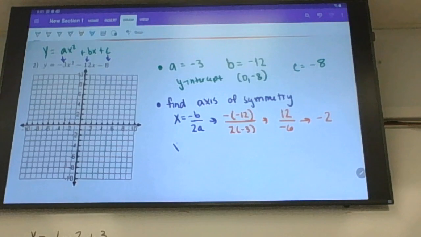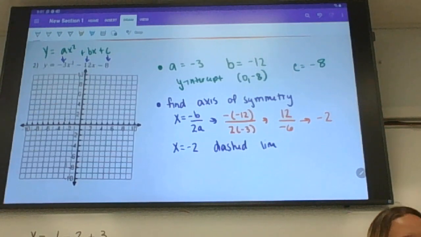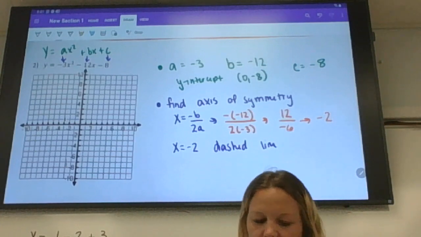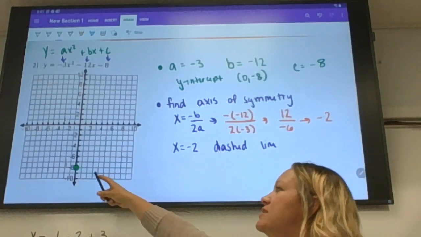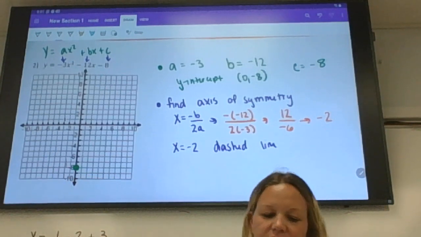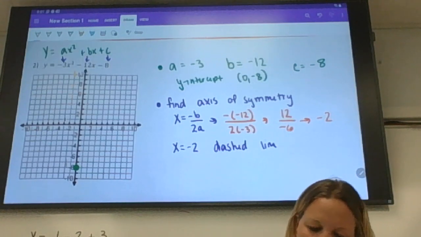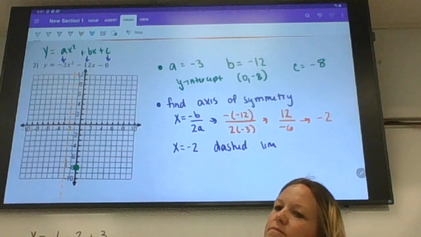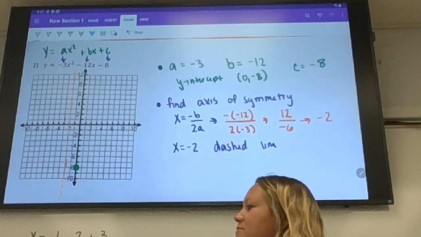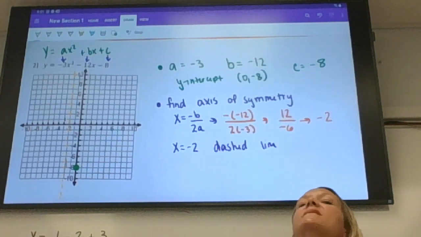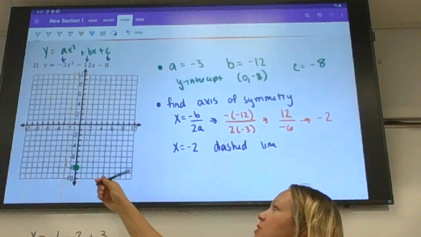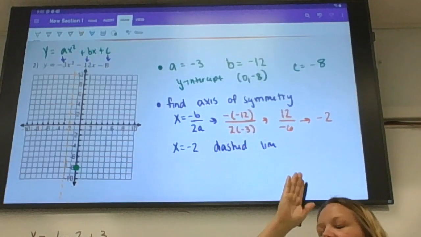So our axis of symmetry is x equals negative 2. What does that look like on the graph? No, it's negative 2, 0. None of that. Somebody else. What does the axis of symmetry look like on a graph? Patrick was on the answers today. Dash line at x equals negative 2. So here's my y-intercept, c equals negative 8, and now here goes my dash line. Dash line goes vertically. This is actually an invisible line. It's not on the parabola. It just helps you see the center of the parabola.